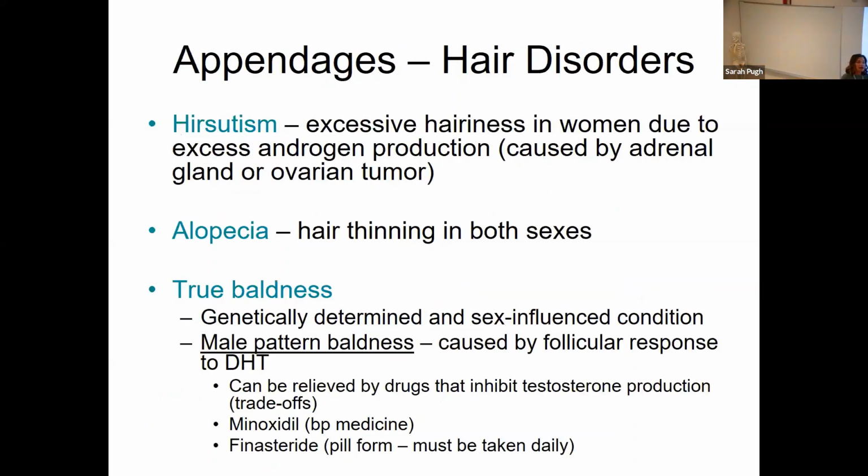Now, we do have some disorders that can affect our hair. One of them is called hirsutism. This is excessive hairiness. We don't notice this as much in men because testosterone causes men to have more hair anyway. So this is what's going to cause men to have hair on their chest and on their face. But in women, if women have excessive hairiness, if women have hair on their chest or on their face, we notice it, right? So this is caused by excess androgen production.